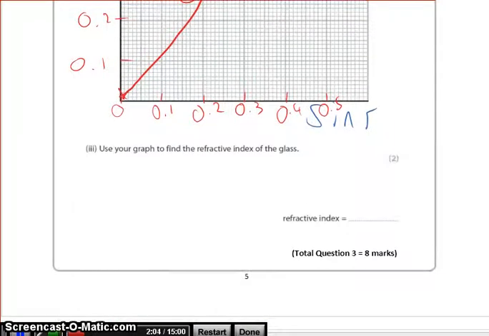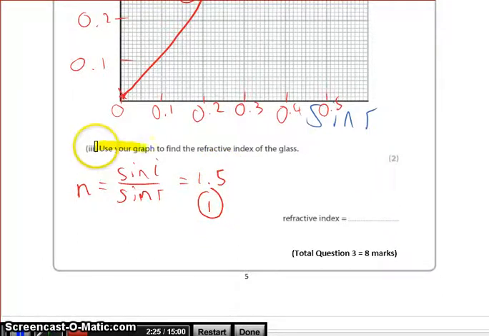And the final part of this is use the graph to find the refractive index of the glass. Now we know that refractive index n is equal to sine I over sine R. Really, you could take any value from the table, put that in, and get a value for glass as 1.5. Now you're only going to get 1 mark for that because they've been very specific here and said use your graph. Okay. Now your sine I is your y variable, your sine R is your x variable.